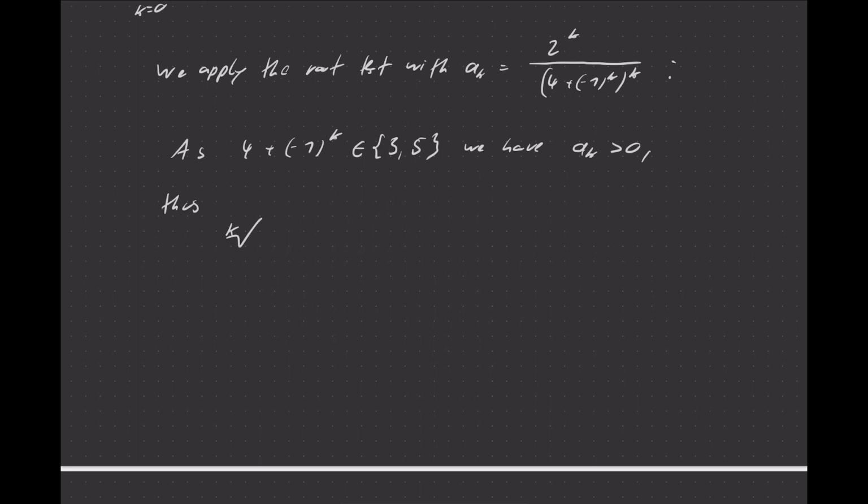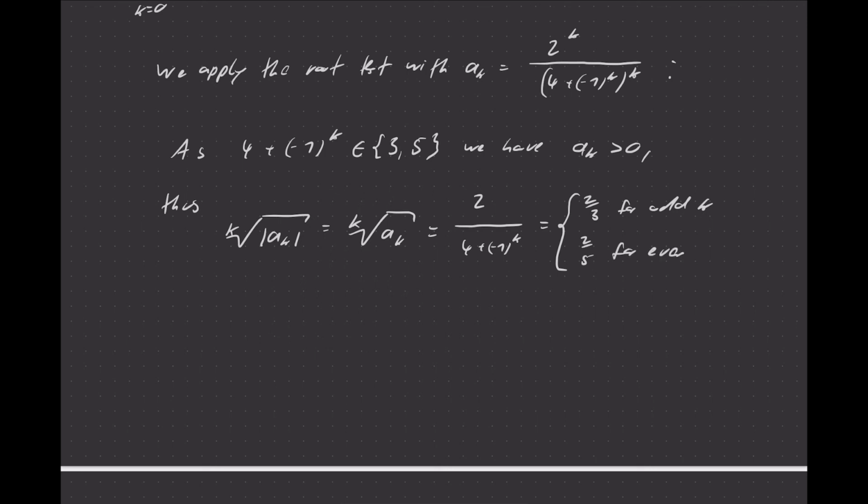So the kth root of the absolute value of a_k is equal to the kth root of the a_k. And that kth root, well, that is simply 2 over 4 plus (-1) to the power of k. So that 1/k stays in here. And now there's two possibilities. Well, that is either 2 divided by 3 or 2 divided by 5. It will be 2 divided by 3 if the (-1) to the power of k is negative. So if the k is odd. So we have 2/3 for odd k, and it will be 2 over 5 for even k.